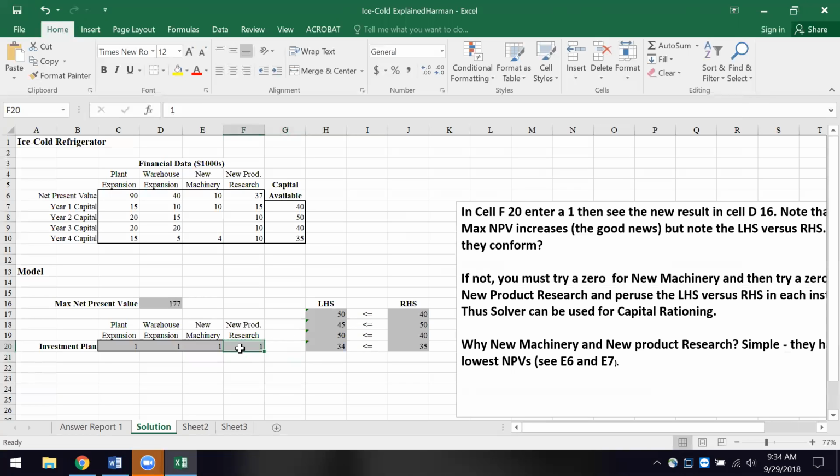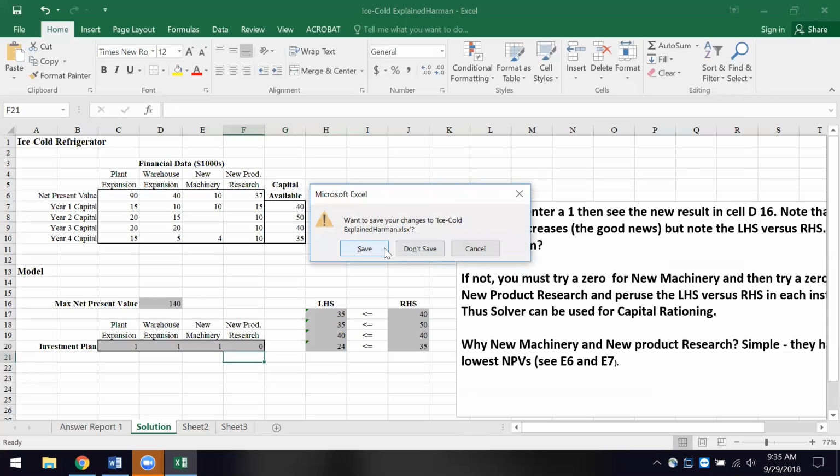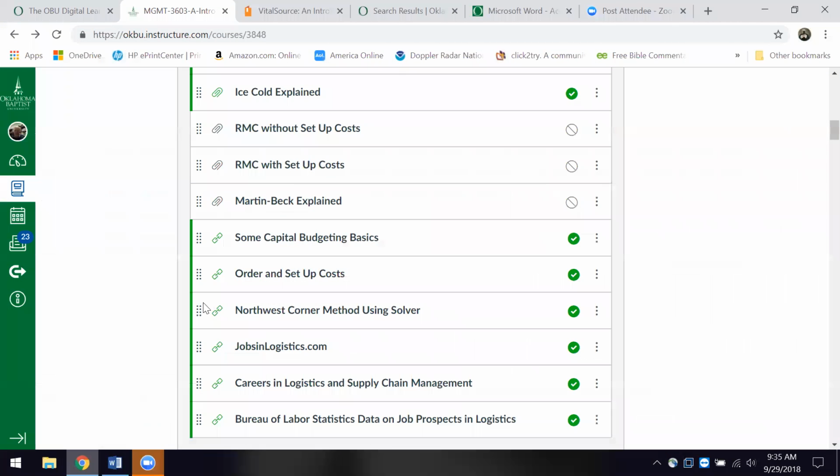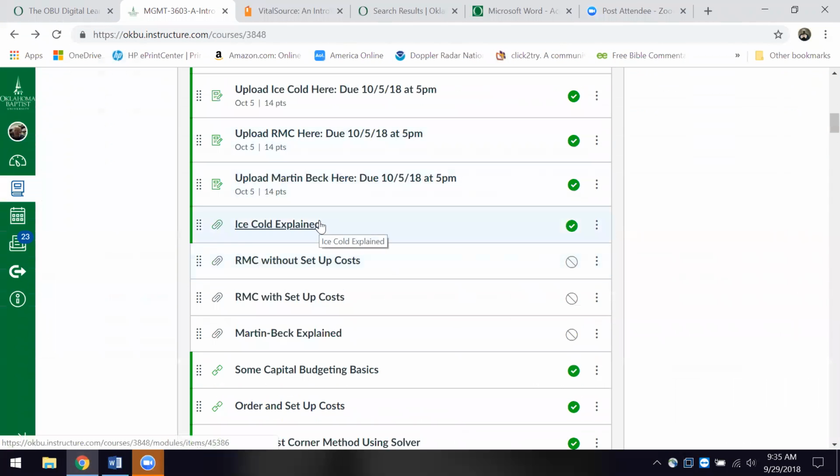So we're going to come back here to product research. I'll put a 0. And now we're in conformity on the constraints. Okay. All right. Well, that's Ice Cold explained. And again, I'm going to close this off. And I'll mention again to you, this is the file you would use to upload for Ice Cold.